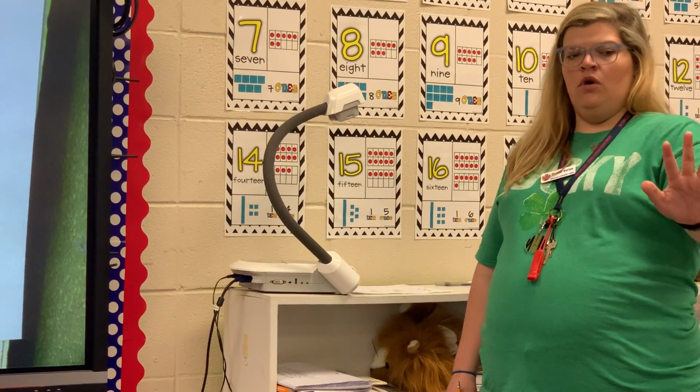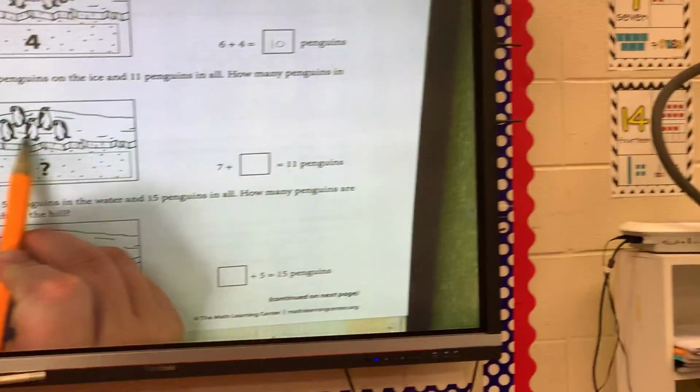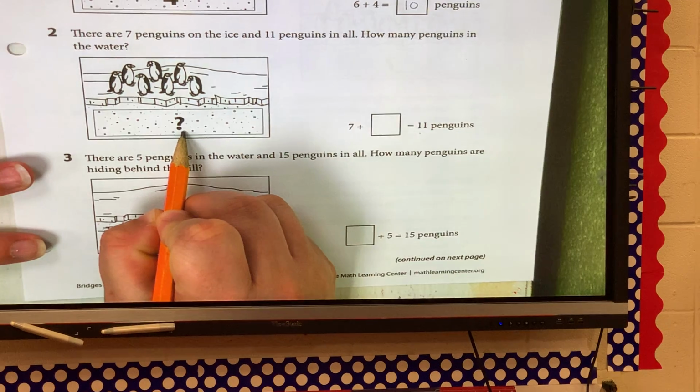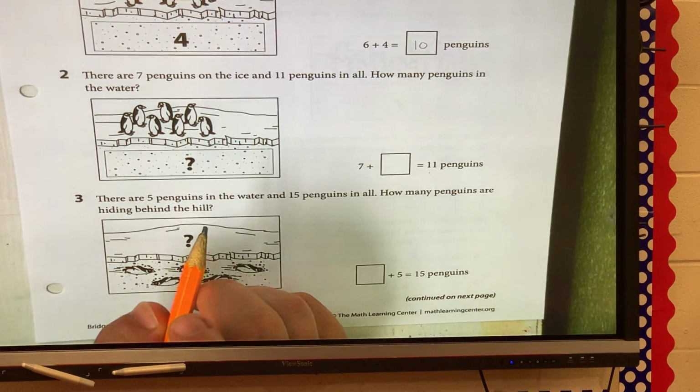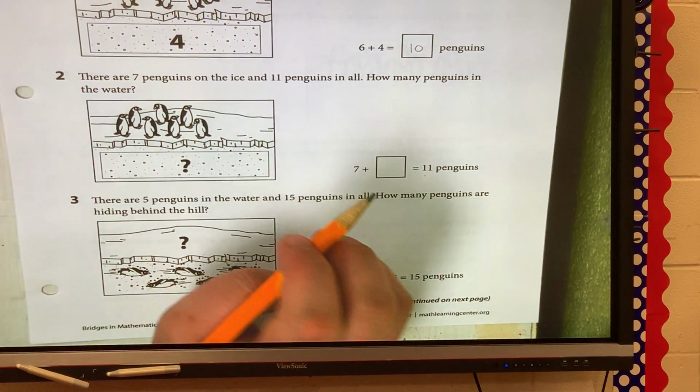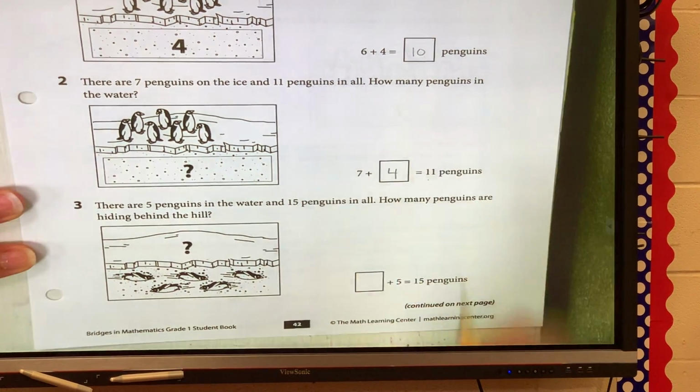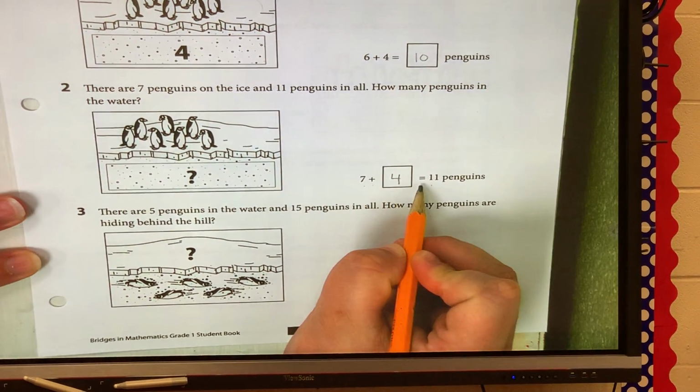How many penguins are in the water? 4. It told us there were 7 on the ice, but didn't tell us how many were in the water. And we used our smart brain to figure out that there are 4 in the water. 7 plus 4 equals 11.